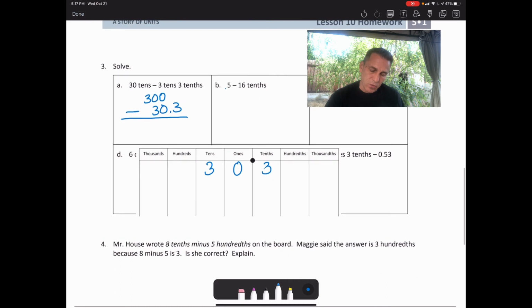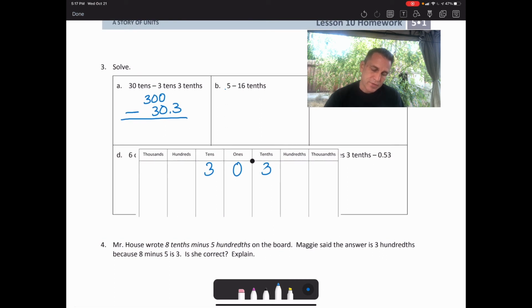So here they want me to take away 3 tenths, but I can't do that because there are no tenths. Right now there's 0 tenths. So in order to do that, I need to regroup from the ones place. But since there's no ones, I got to first regroup from the tens place. And since there's no tens, I got to regroup from the hundreds place. So I'm going to take one of these hundreds. There's 2 hundreds left.